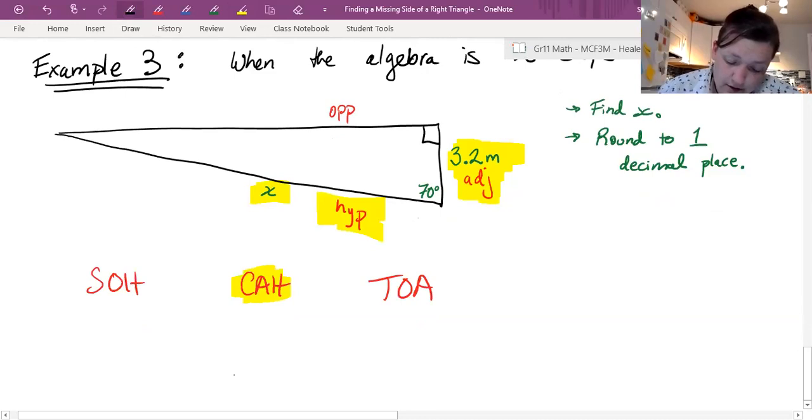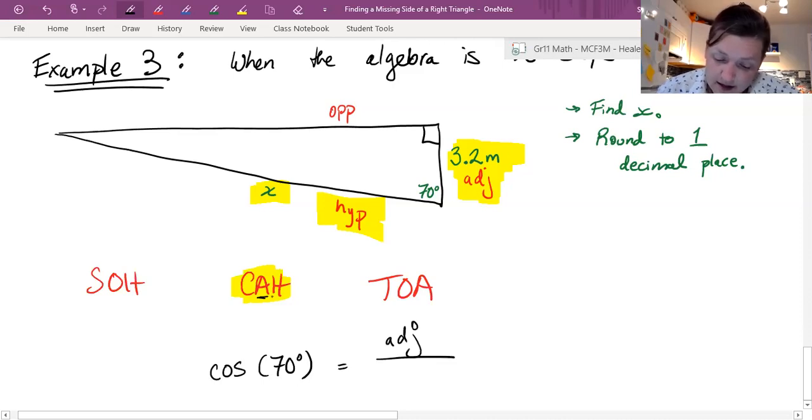So we say that the cosine of 70 degrees is going to be, when we put that in our calculator, it's going to tell us the ratio between the adjacent side and the hypotenuse.